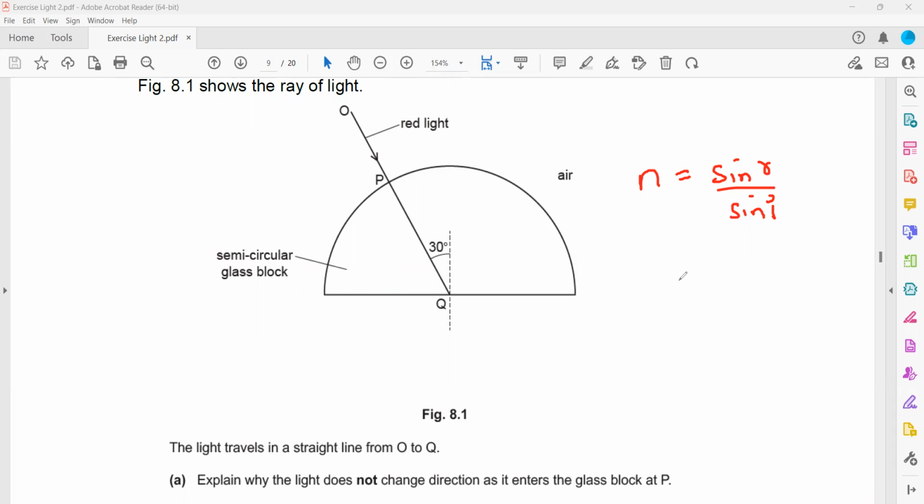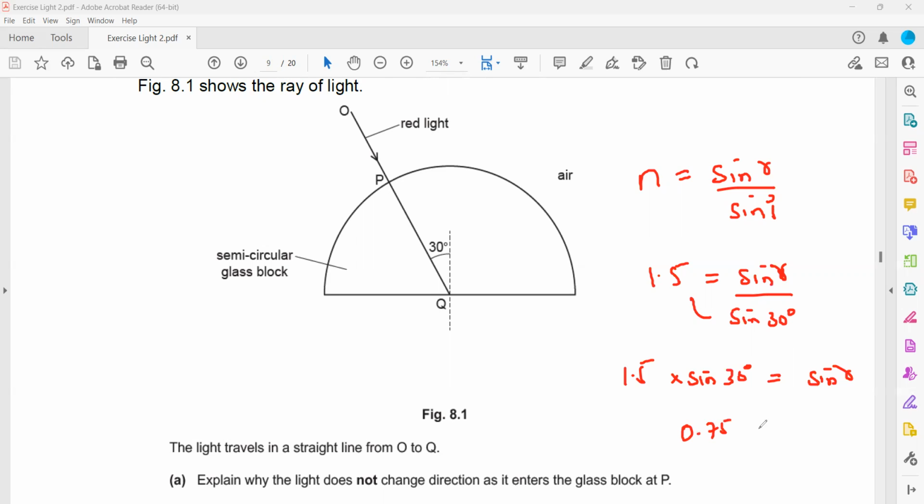So this will be 1.5. The angle of refraction we don't know, and the angle of incidence is 30. So 1.5 times sine 30. What's the answer for this? Sine 30 times 1.5 equals 0.75. So 0.75 is equal to sine R. But we need R, so sine moves to the other side and becomes sine inverse. So sine inverse 0.75. What's our value for R? 48.5. So we have to draw that refracted ray at an angle of 48.5.